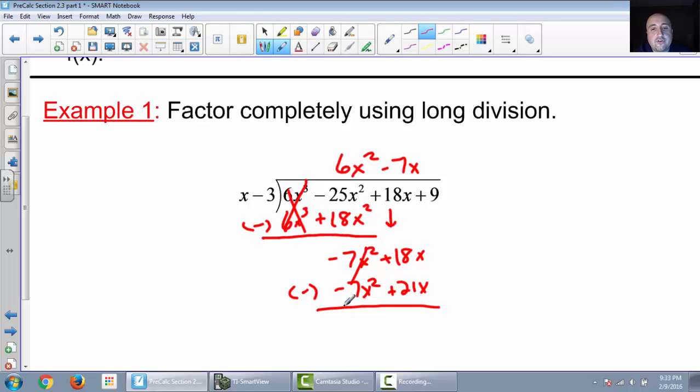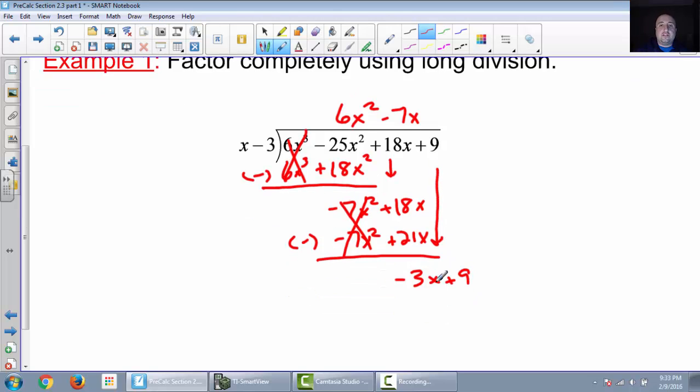And notice the first set of numbers should always cancel. Negative 7x squared plus 7x squared should cancel. So now what do we have here? We have 18x minus 21. 18 take away 21 is negative 3x. Bring down the plus 9. That's how we bring down the next term.